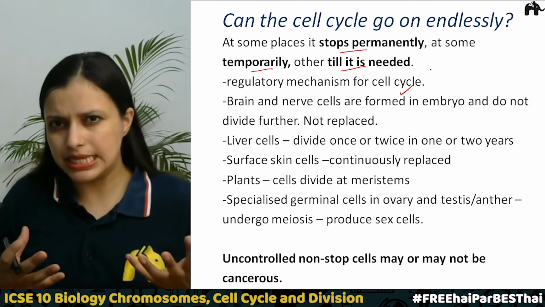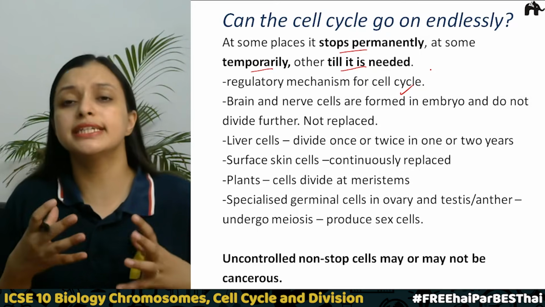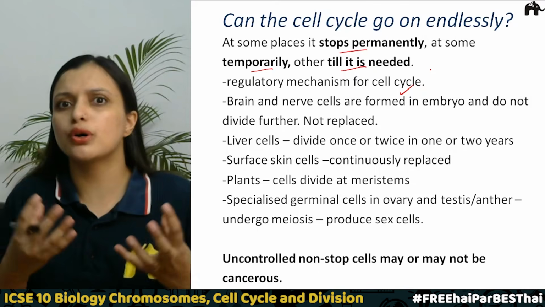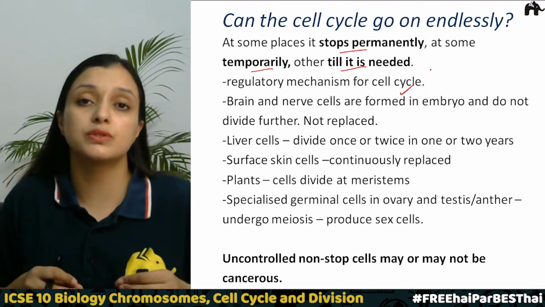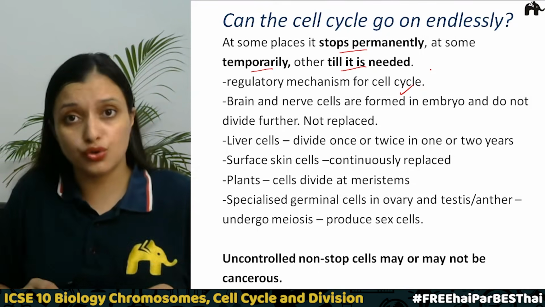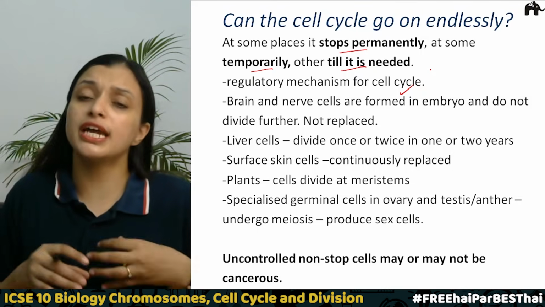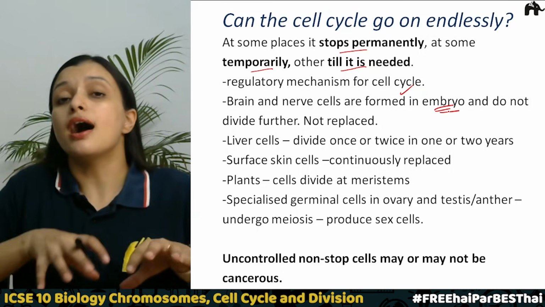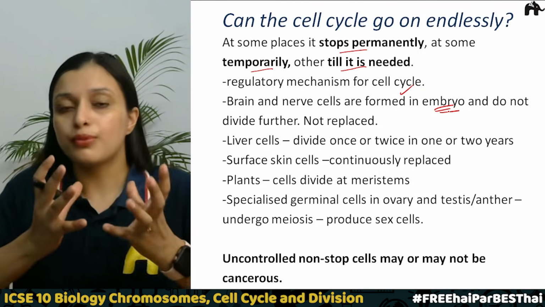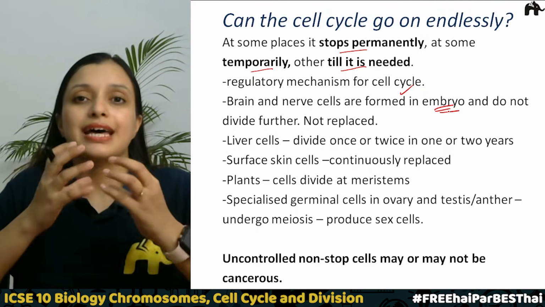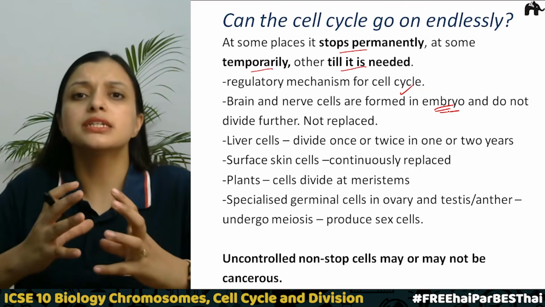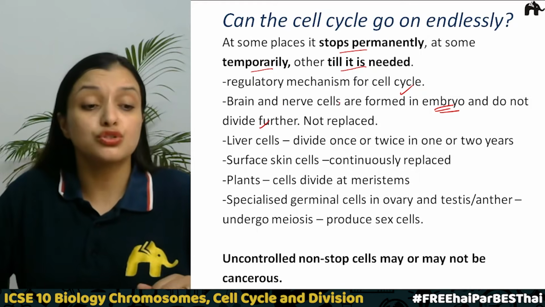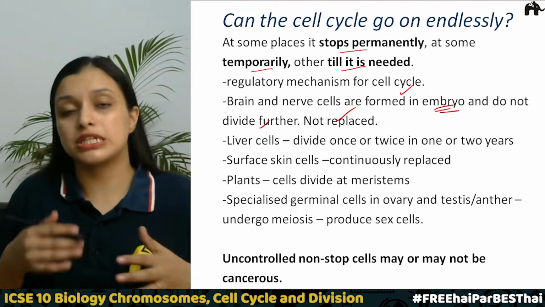Now the brain cells or the nerve cells, or these kinds of cells, they just grow. The cells in the nervous tissue are formed only at the embryonic stage, when we are in the womb of a mother, right? At that time, all the brain cells and the nervous cells have been formed, and now they do not divide further, so they are not even replaced.